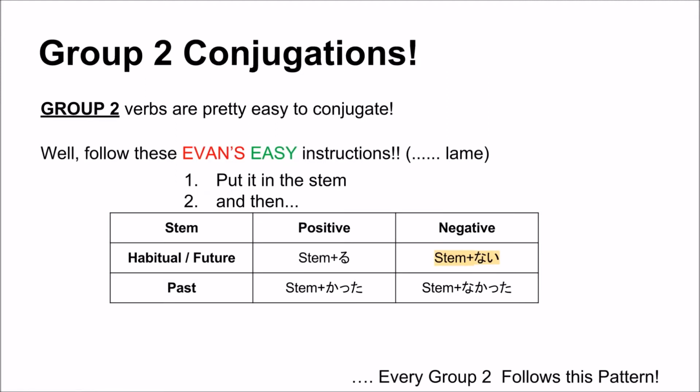Group 2 conjugations. Group 2s are the easy peasy ones. That was so easy I didn't even need to bother learning them. Follow these easy instructions.